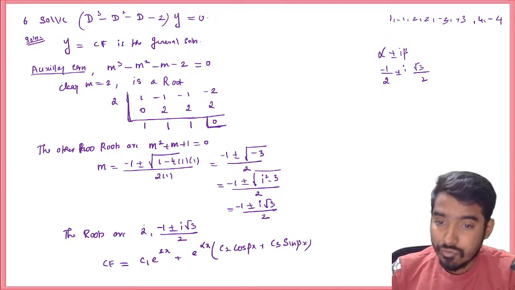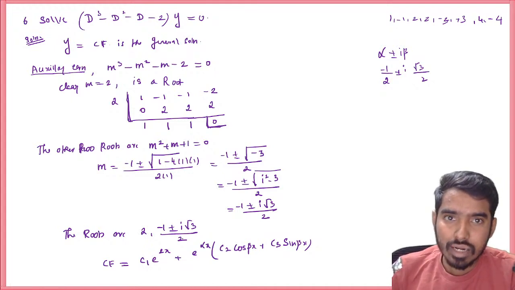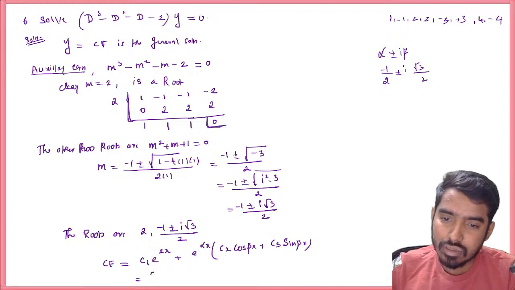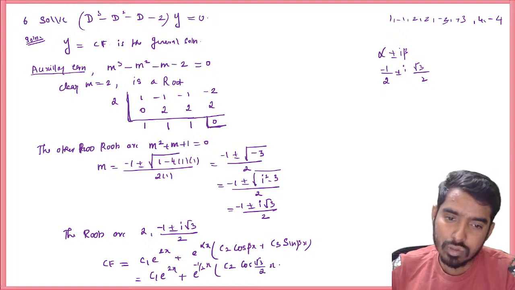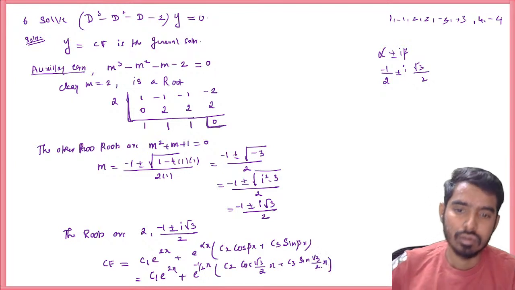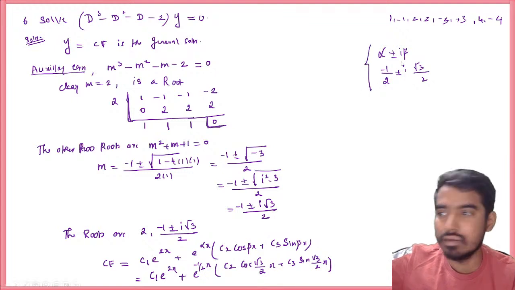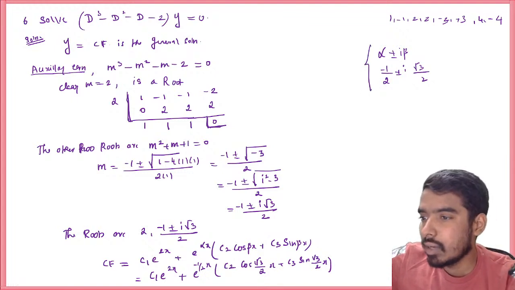This is very important. For this distinct root, we have only one, C1 e power 2x, and these two are complex, so you need to add it up both, right? So in that case, C1 e power 2x, plus e power alpha x, where alpha is minus 1 by 2, beta is root 3 by 2, alpha plus or minus i beta. We'll move on to next problem. Is it clear?